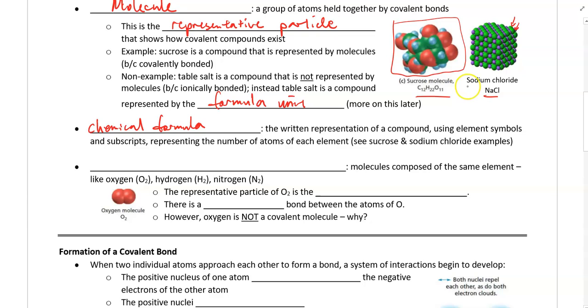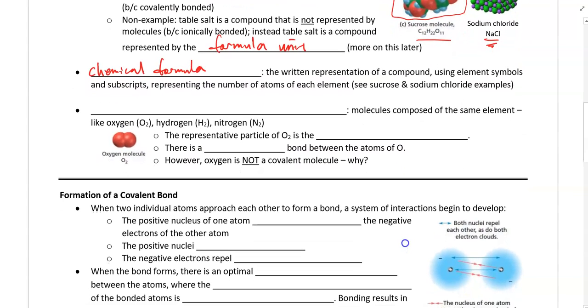On the other hand, you have sodium chloride, which we've already talked about is not a covalent compound, but again, the key is that you do have a formula that you can represent it with, and that'd be NaCl. So those are examples of formulas where it uses the element symbols and the subscripts to represent how many there are of each.